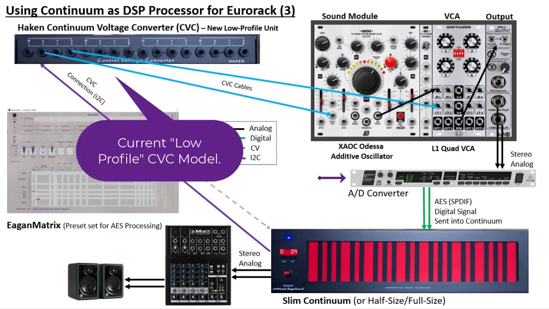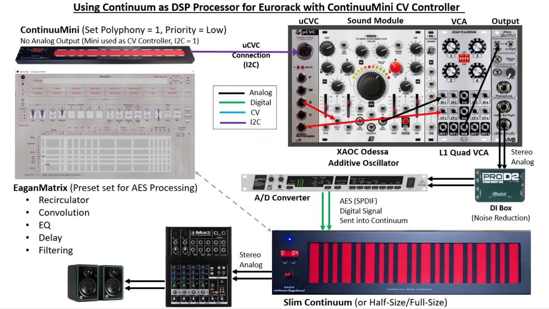Here I'm using the Haken Continuum voltage converter that can support up to 16 CV outputs. If you're using a Continuum Mini, I suggest you get micro CVC from Everton Technologies. Normally you'll be playing monophonically anyway. That's a much more cost-effective option for Continuum Mini. That will allow you to send your single set of CV signals to your Eurorack gear.